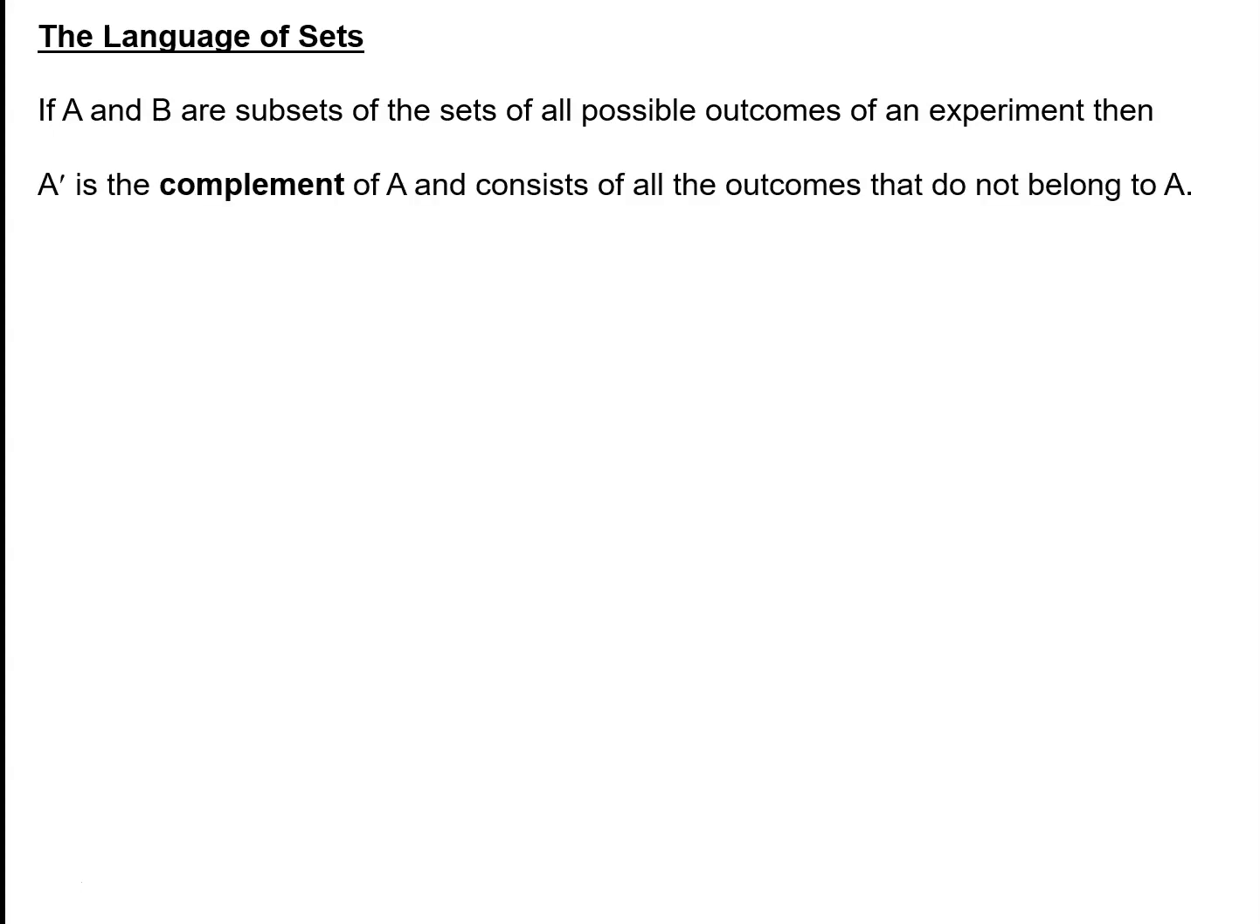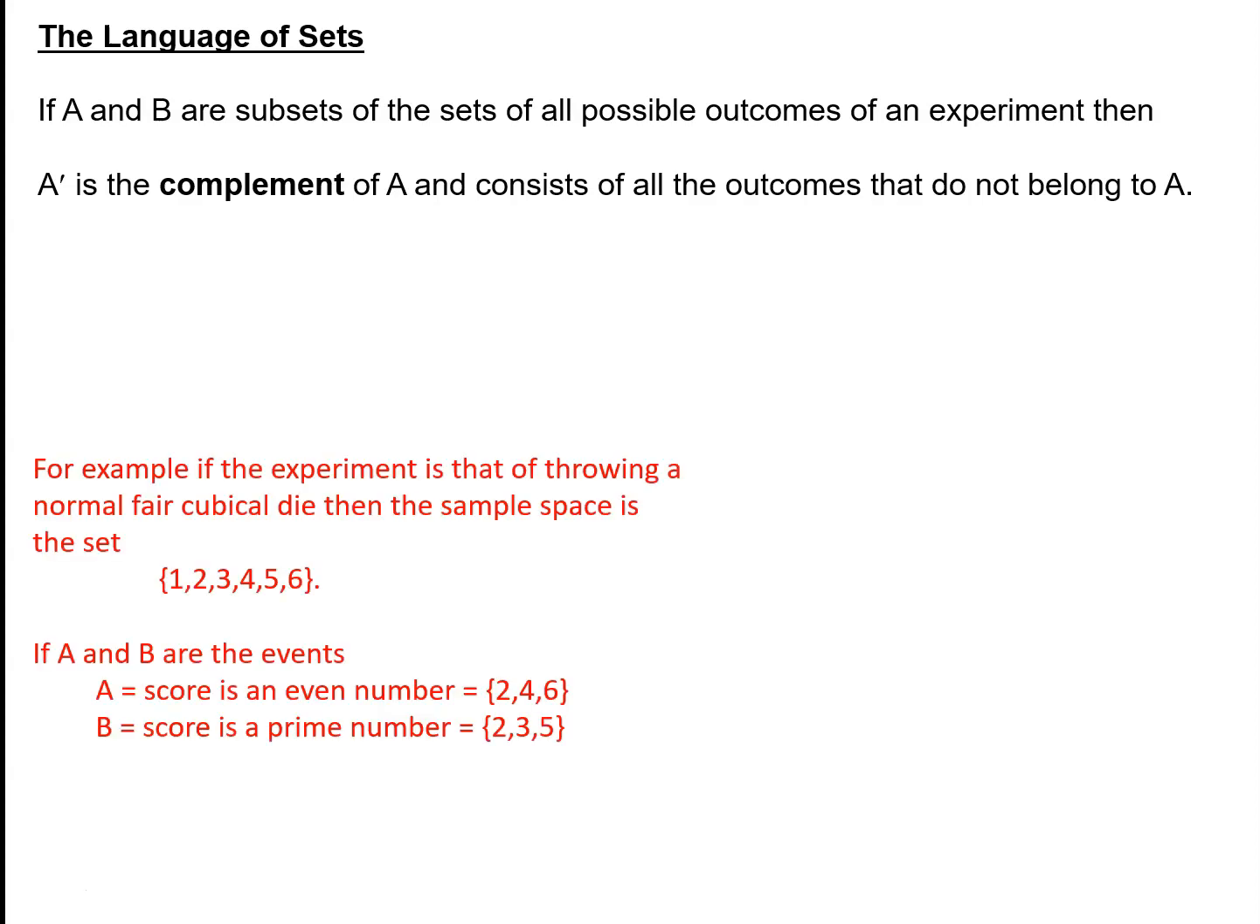Now we need to introduce a little bit of language about sets that you may or may not be familiar with. If A and B are subsets of the set of all possible outcomes of an experiment, then first of all, A' is the complement of A and consists of all of the outcomes that do not belong to A. So let's have a simple example to deal with. Suppose that we're dealing with the experiment of throwing a normal fair cubical dice, in which case the sample space is simply the set 1, 2, 3, 4, 5 and 6.